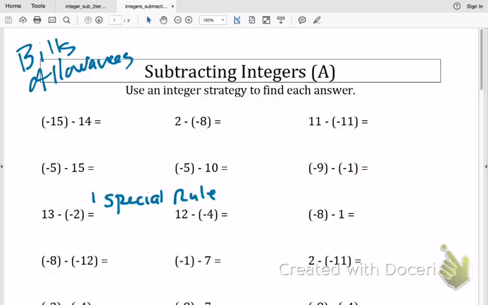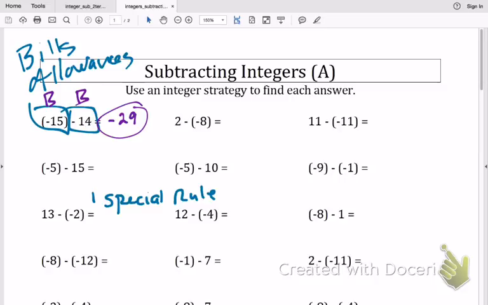First problem, we have negative 15 minus 14. Negative 15 happens to be a bill, because it's a negative number. Minus 14, well, that one's a bill as well. What do we have? We have two bills. You owe me $15 and you owe me $14. You owe it to me because, honestly, you missed some problems in math. So negative 15 and negative 14 together, you don't have any money. You owe me $29. That's the answer.